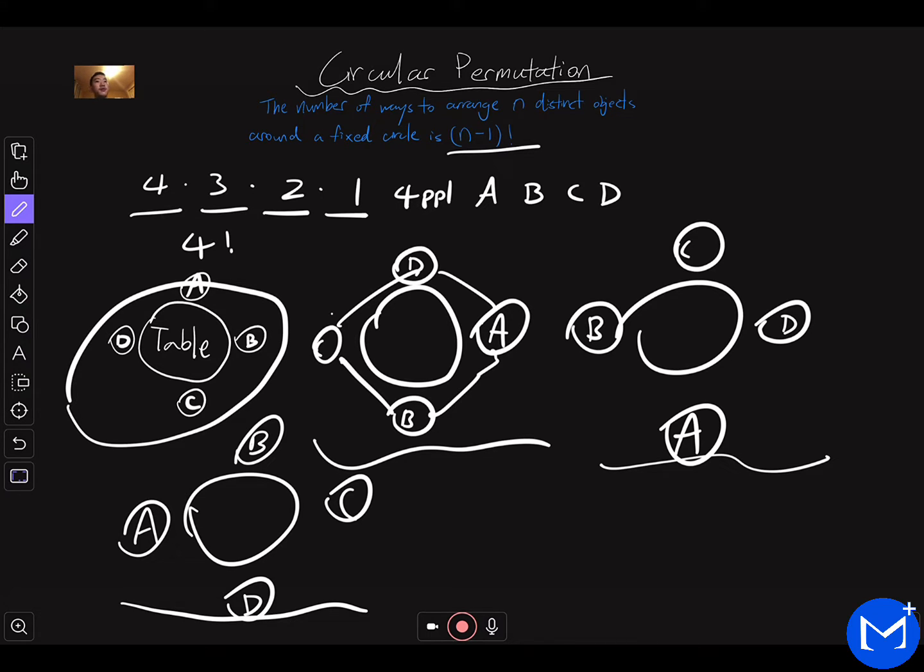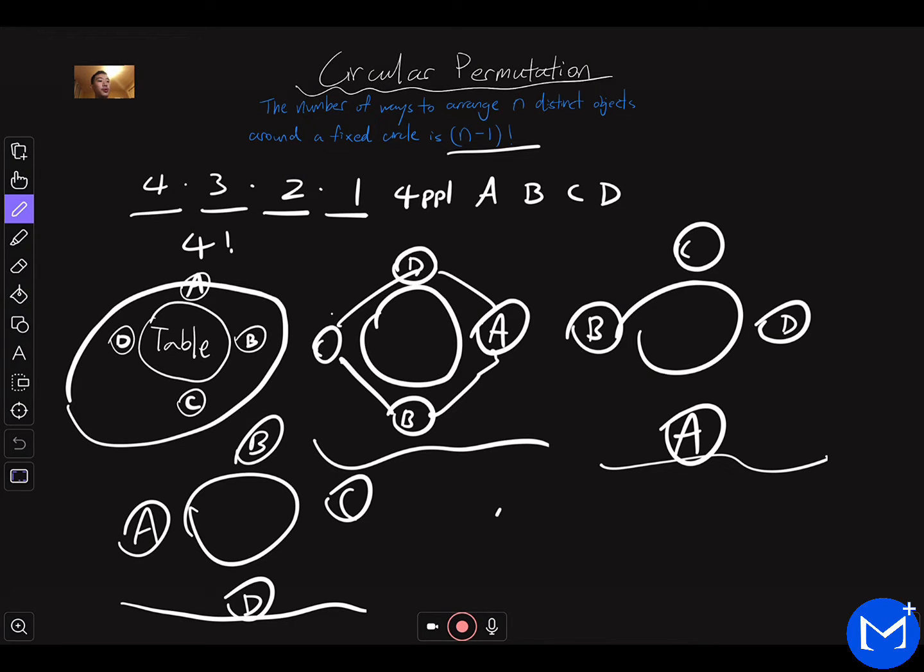So we say that these 4 cases are the same, and we don't want that. We don't want all those 4 cases to be counted. We only need one of those to be counted. If we simply use the formula 4 factorial, we're going to overcount, and we don't want that. In this case, where 4 people sit around a table, we're actually getting 4 times as many cases as we should.